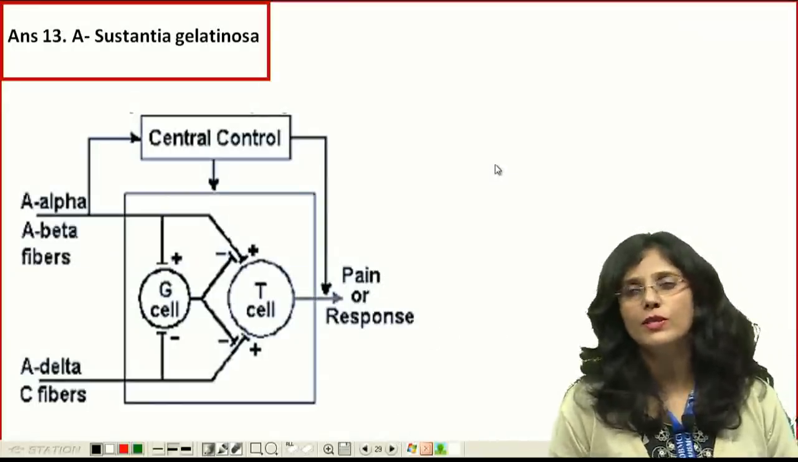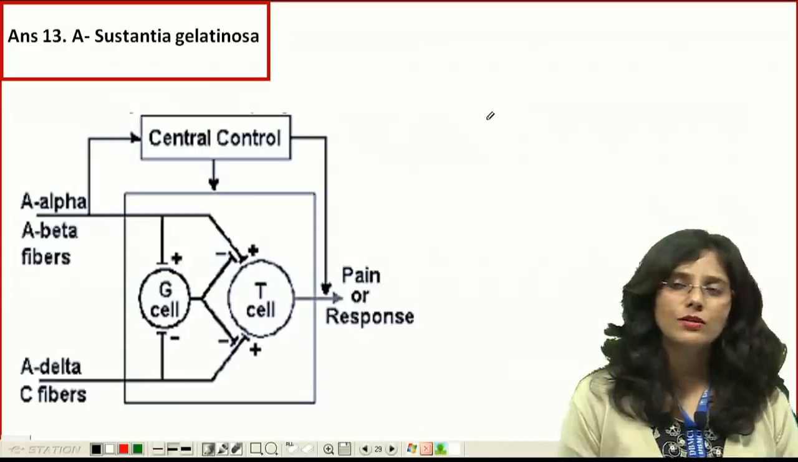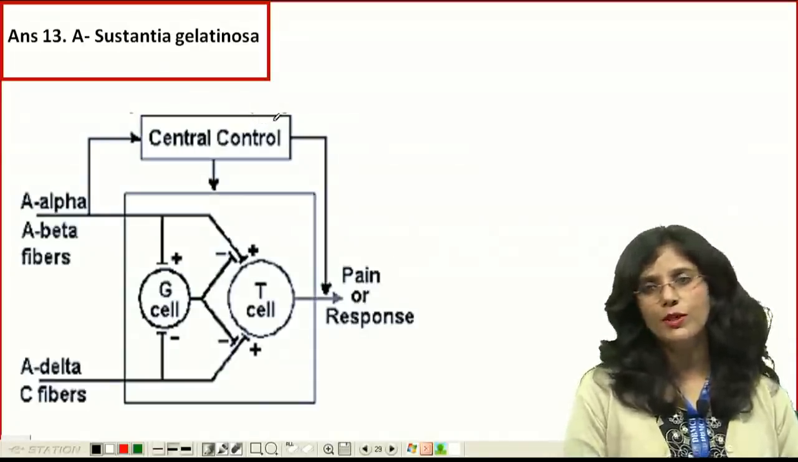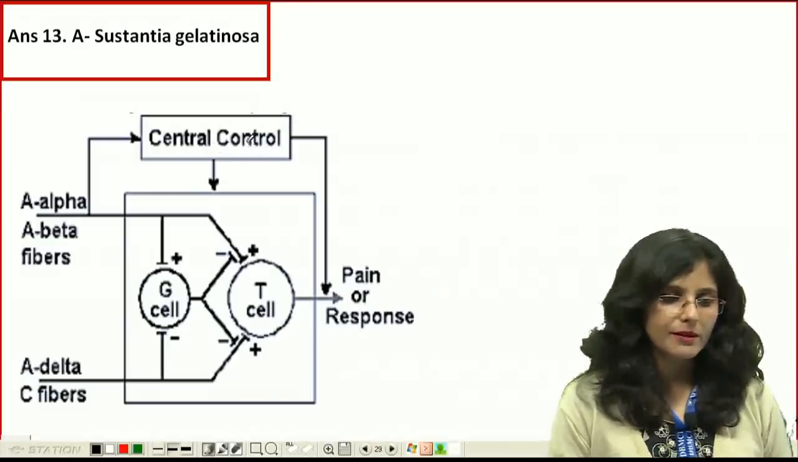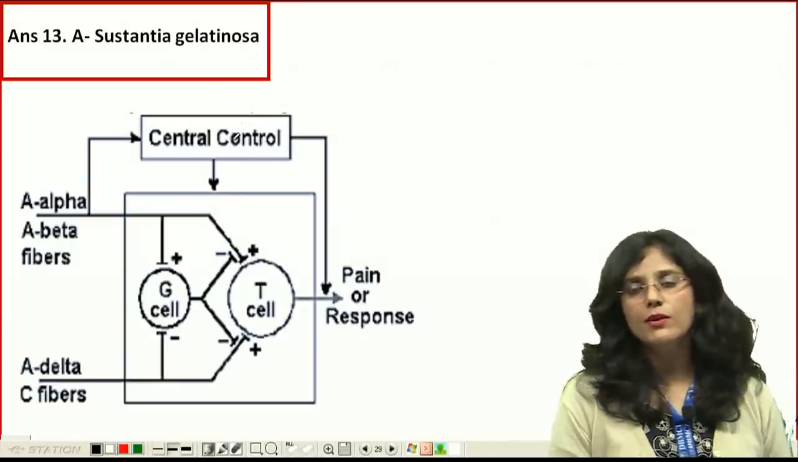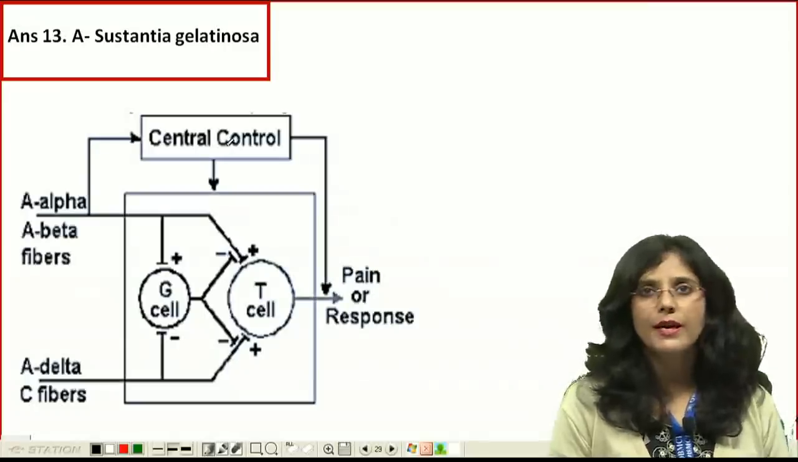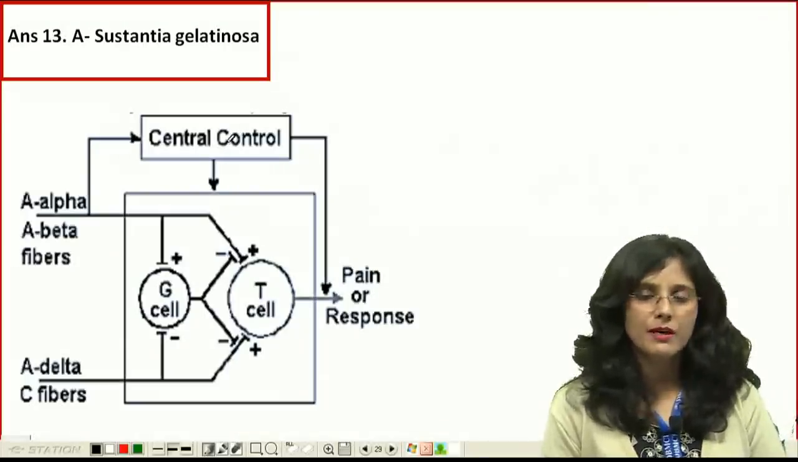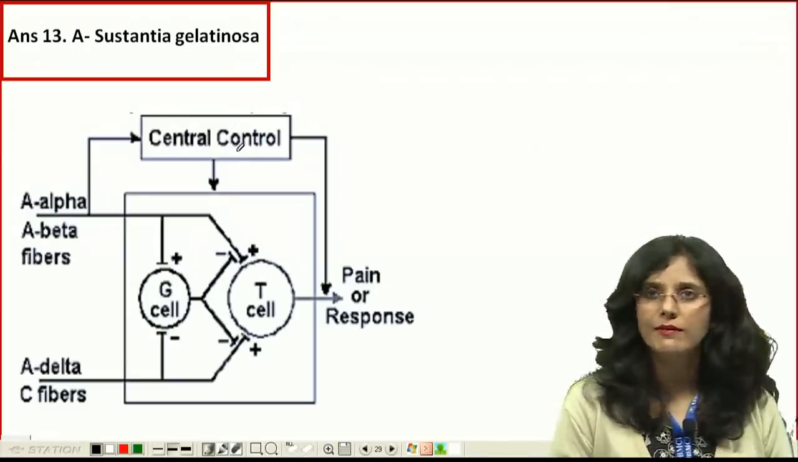Let's discuss the question in detail: how the substantia gelatinosa in the dorsal column is responsible for the gate control theory of pain, that is, how it affects the magnitude of the pain. We have seen in normal day-to-day life that if there is a massage on the painful area, like a mother giving a massage to the baby at the area of pain, the pain is relieved.